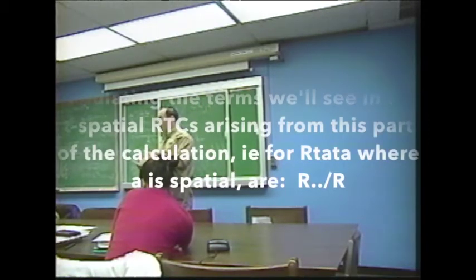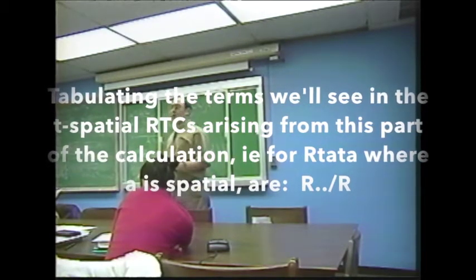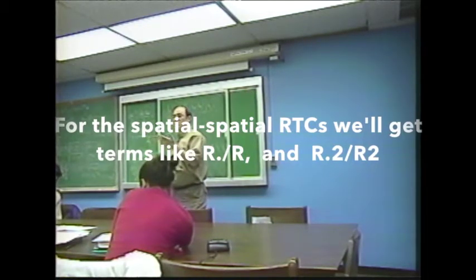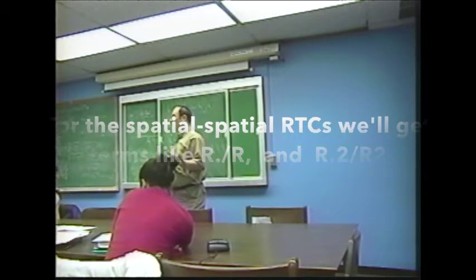So the terms that we're going to see when you do this calculation are going to be something like R dot, and then if you have products of these gammas, what are you going to see? You're going to see an R dot times an R dot. You have R dot squared, again, over R squared.